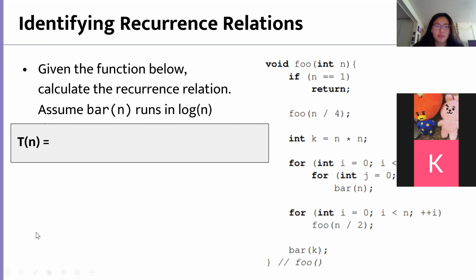So given the function below, calculate the recurrence relation. We can assume that bar n runs in log n time. So let's just look at this. This is log of n.